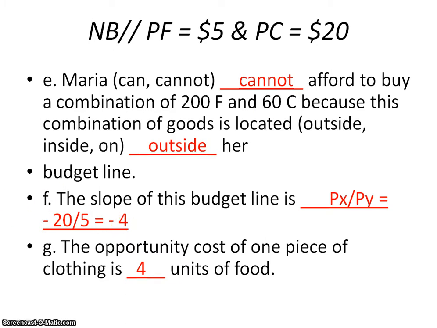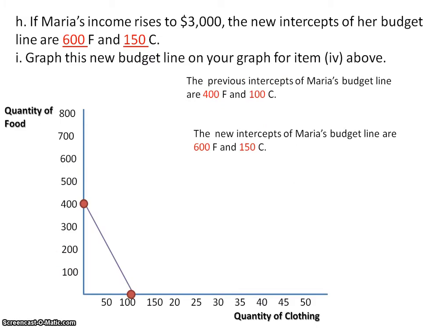Okay? Moving on. If Maria's income rises to 3,000, the intercepts of the budget line will be 600 units of food and 150 units of clothing. Remember how we get the intercepts? We simply ask ourselves, what would be the total amount of one good if you spent all of your income on it, and what is the total amount of the other good if you spent all of your income on it?